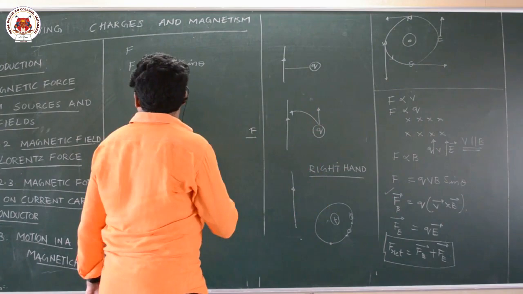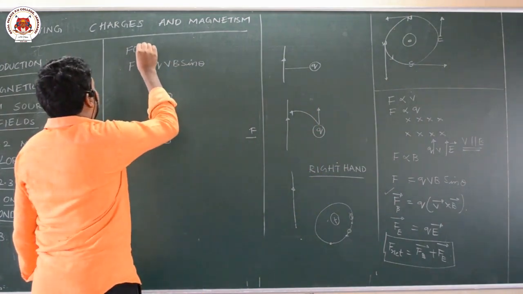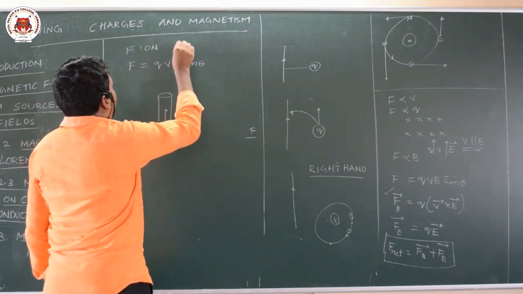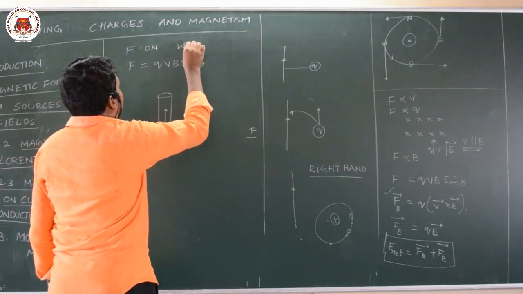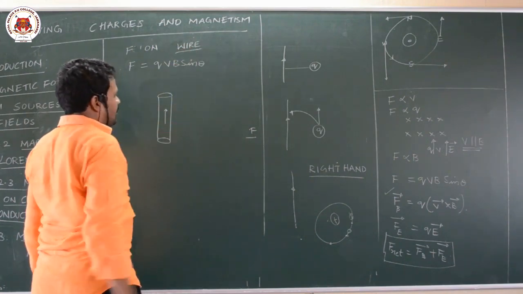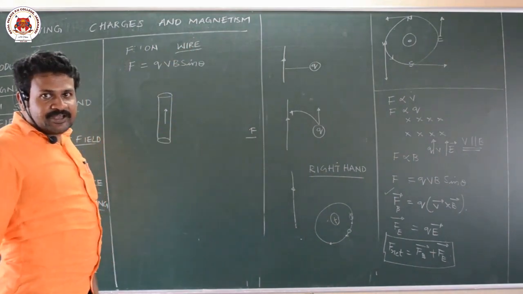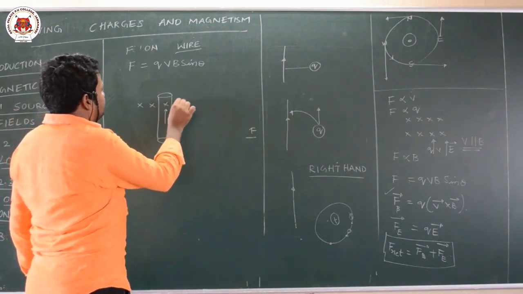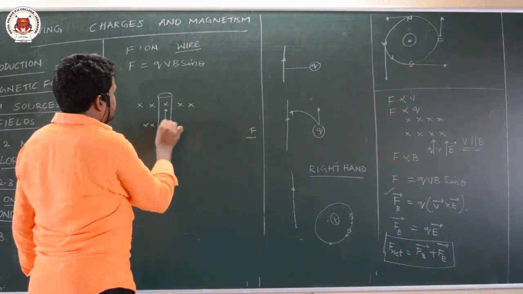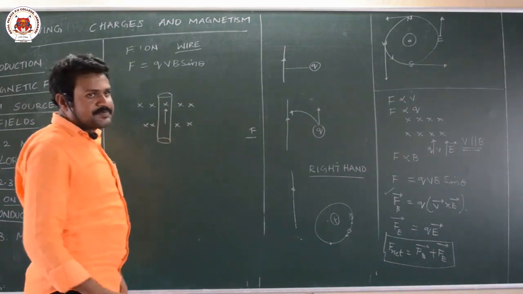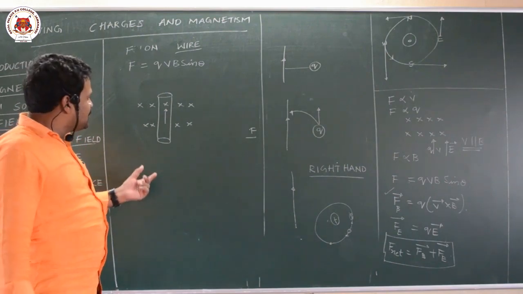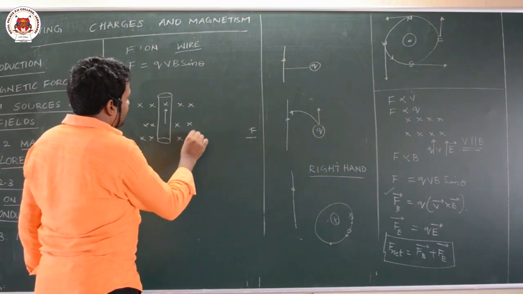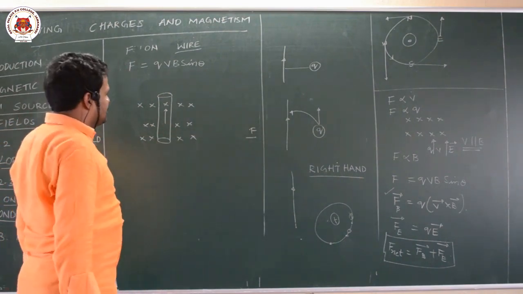Now, force on a current carrying wire. There is a wire which is carrying current I in this direction. Now, if I keep this wire in a magnetic field, what happens? It will experience force. In which direction it will experience force, that we will get from the left hand rule. But we have to calculate what force is experienced.